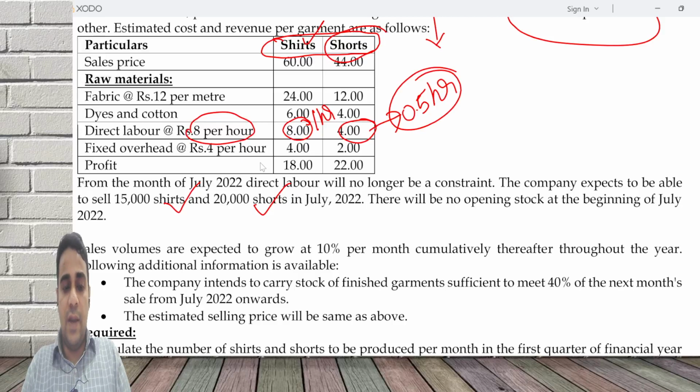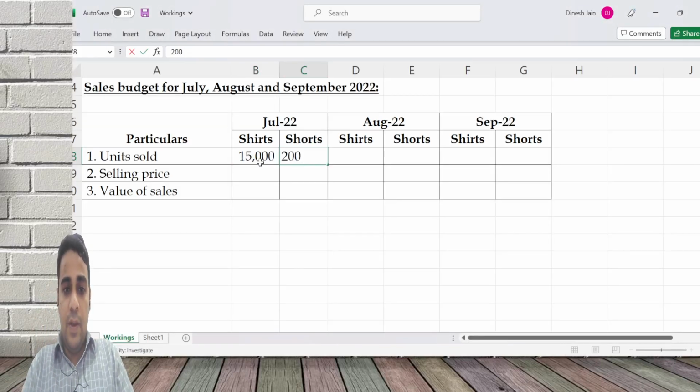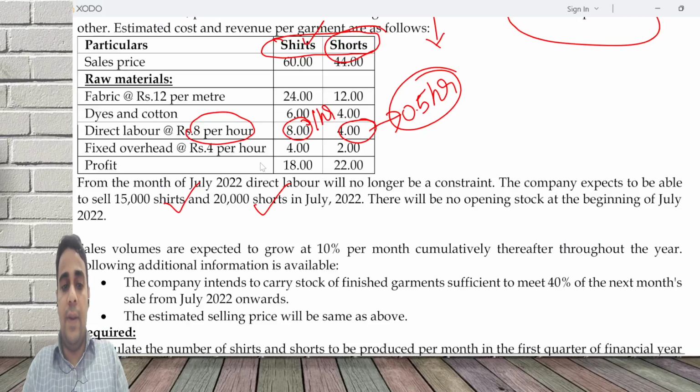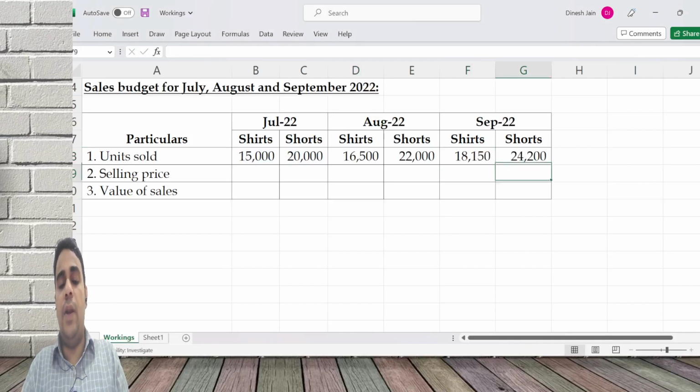Units sold is given directly for July, because after July there is no limiting factor for the company. They have given 15,000 and 20,000 directly, and this will grow by 10% every month. So it will become 1.1 into 1.1 into 1.1. The number will keep going up from 15,000, 10% up, 10% up, and from 20,000, 10% up, 10% up.